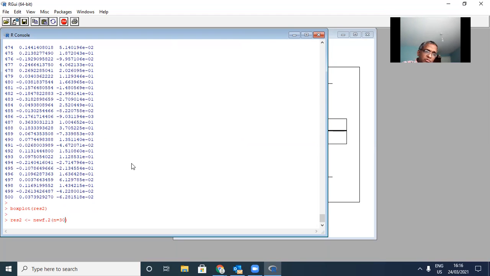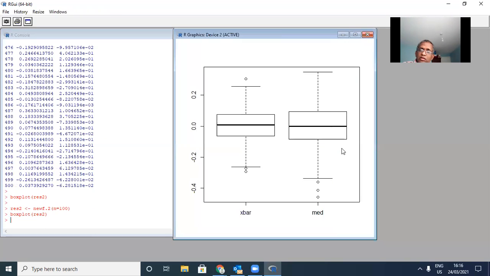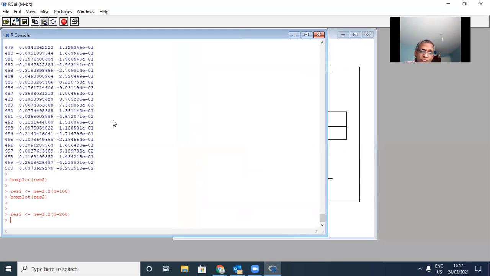Now, if you repeat this for, say, for example, n equal to 100, and do the box plot again, you see the same thing, right? You see that the two box plots are kind of symmetric. And again, the first box plot is shorter compared to the second. So in other words, the variability of the sample mean is smaller compared to the variability of the sample median, right?